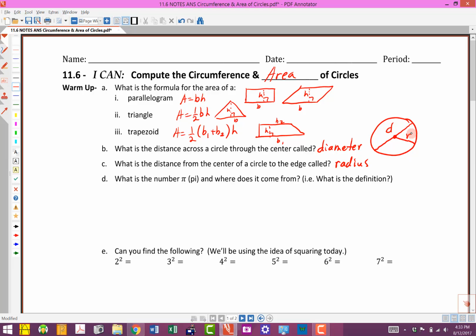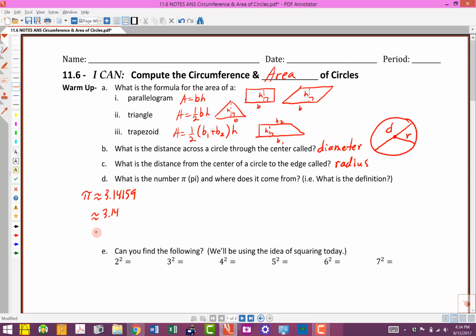And then it says, what is the number pi? And this is the Greek symbol for pi. And we spell it pi, not pie. So what is the number pi and where does it come from? In other words, what's the definition of pi? Well, you've probably heard of pi before, but let's talk about where it comes from. Pi is approximately 3.14159, and this actually goes on forever and it never repeats. So 3.14 is a pretty good decimal approximation.